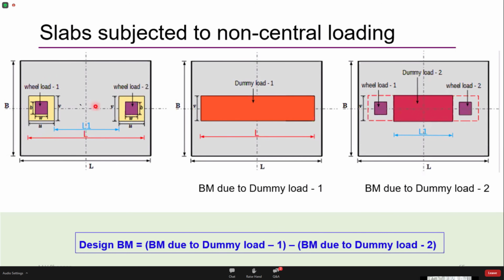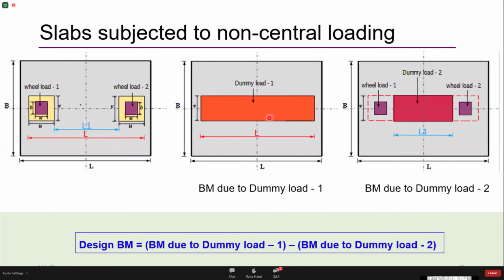So what I'll do is create a dummy load. I'll call it D1, dummy load 1. This dummy load 1 will have a width of V, since the width V is the same for both the wheel loads. The length will cover the entire length from end to end of the dispersion. So this is going to be my dummy load. When I place this dummy load on the slab, I'm fulfilling the requirement of Pigeaud's method: the load is placed symmetrically about the centroidal axis. So for this, I can calculate the bending moment.